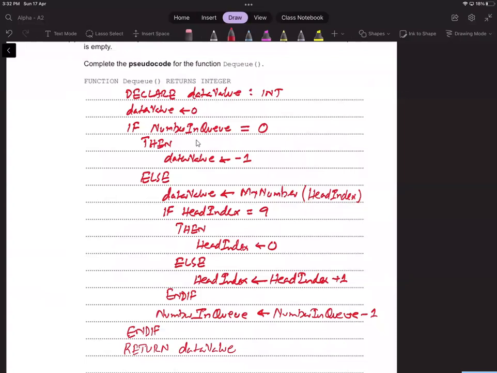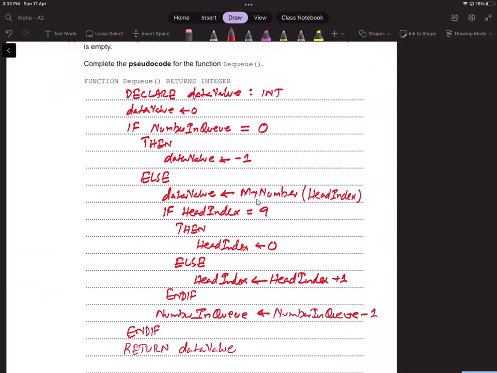So function dq, we need to remove one value from the queue. What basically we have to do is write a function dq that returns integer. So first we have to declare the variable that is actually integer, because the function returns integer. Then we initialize that data value. Then we check if the number in the queue is 0, then we return -1.